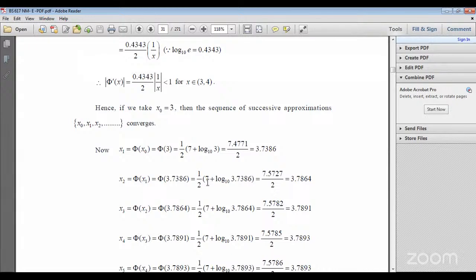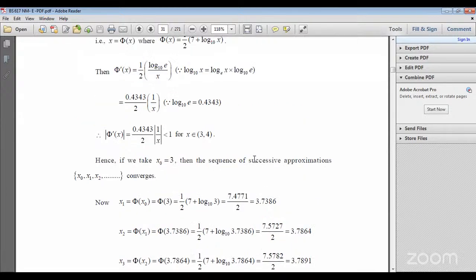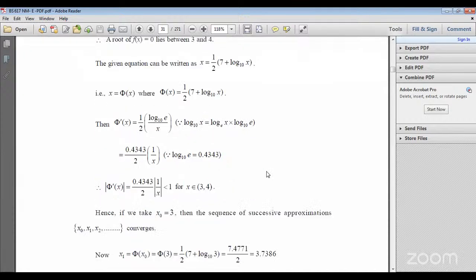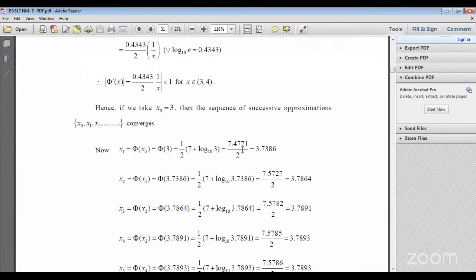How we can iterate to x0, x1, x2, x3, x4. So x1 is equal to phi of x0, phi of 3, 1 by 2 into 7 plus log10 3. So 7 plus log10 3, what value came? Log10 3 is 0.477, so 7.477 by 2 gives x1. So here 7 point, log10 value we apply, so 7.527 by 2, 7.5782.